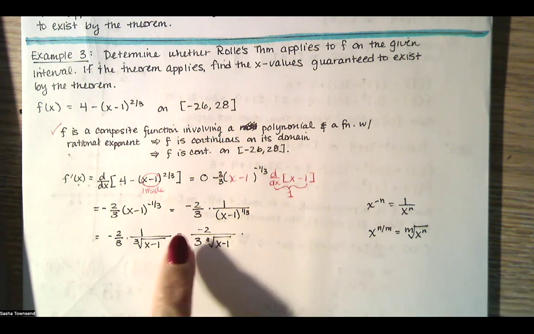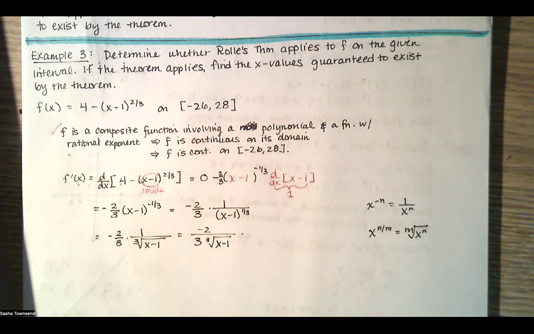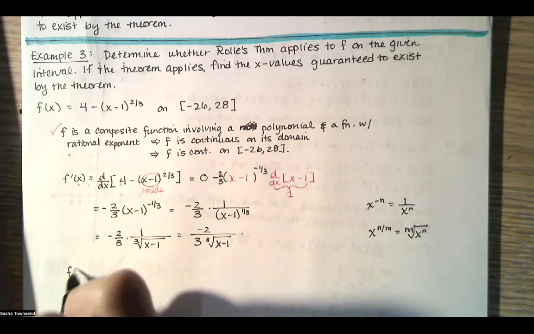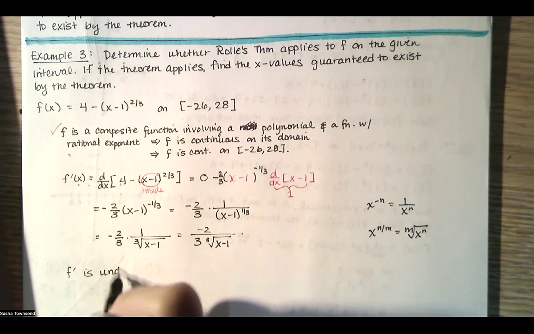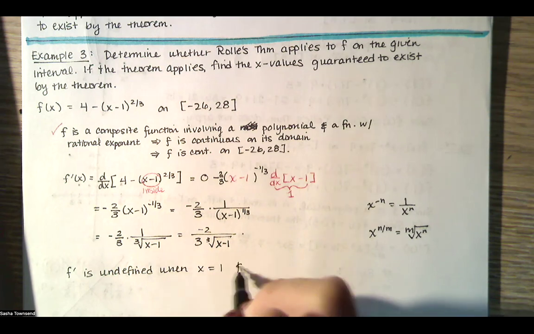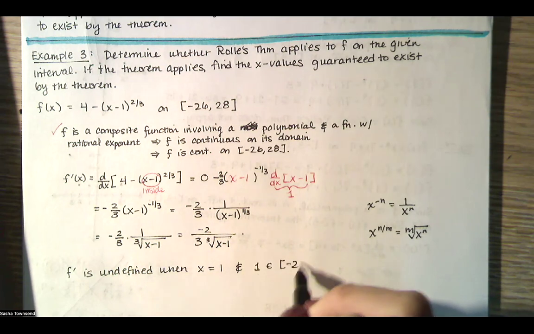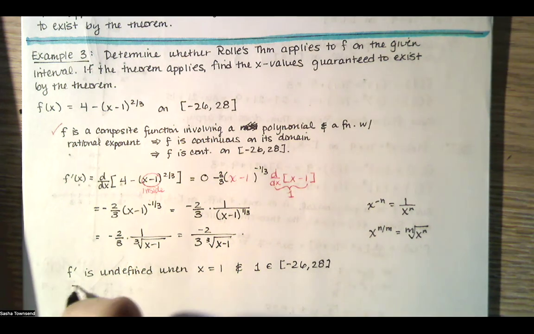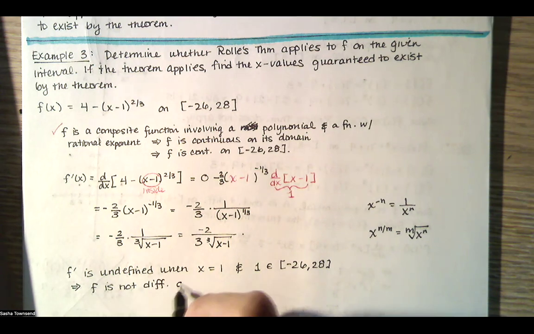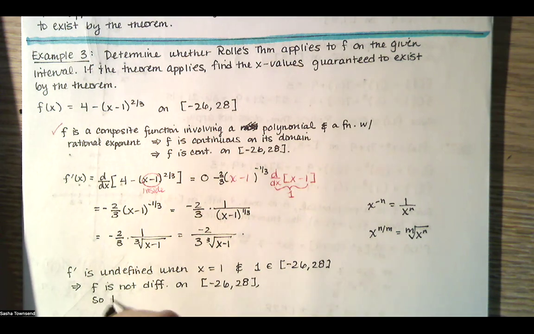And the question is, is that function well defined on the interval from -26 to 28? You say, no, I'm going to have a problem when the denominator is 0. f prime is undefined when x is equal to 1, because the denominator would be 0 when x is equal to 1. So we'll say f prime is undefined when x equals 1. And 1 is in the interval from -26 to 28. So that means that f is not differentiable in the interval of interest. So the theorem does not apply.